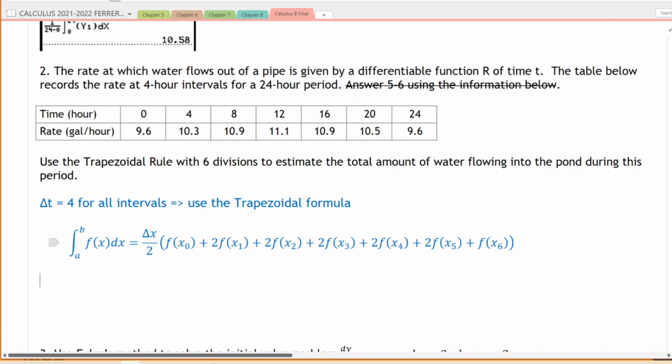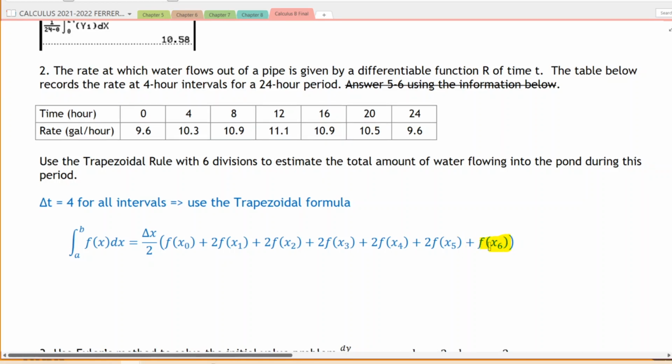And if we have 6 intervals, that means we have 7 values of f. What might throw you off is that this last one, you might think that's going to be f of x7, but if we call this first one f of x0, then that actually works out. There are 7 values of x here. It just so happens that the first one is 0 and the last one is 6.